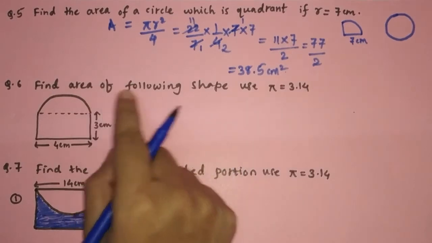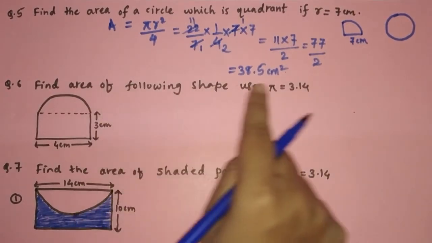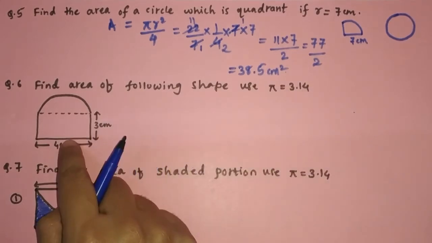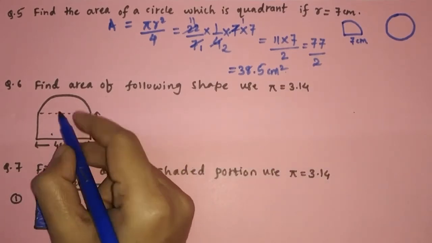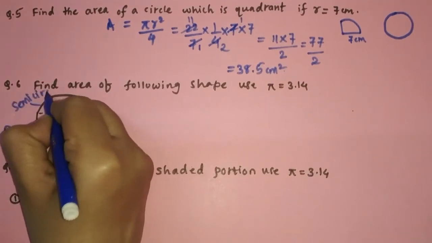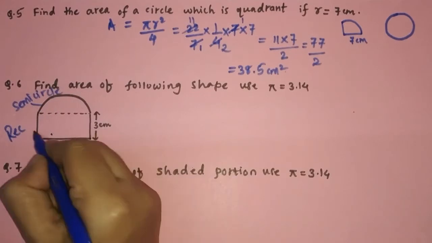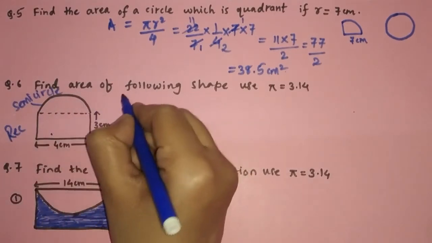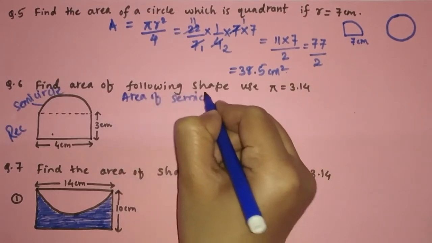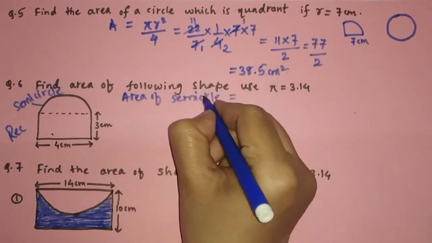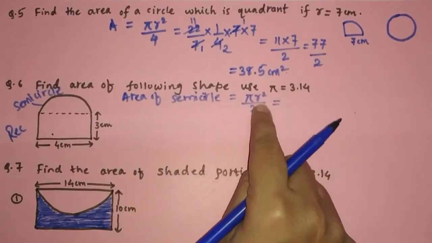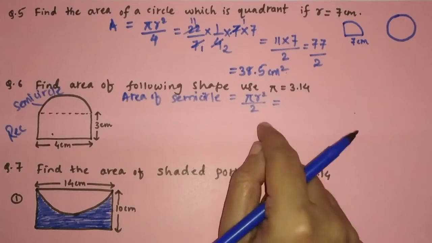Now the next question is, find the area of the following shape. Use pi is equal to 3.14. So if you see, here is one rectangle and one semicircle. This is a rectangle and this is a semicircle. Semicircle is nothing but half of the circle. So we'll first find out the area of the semicircle, which is equal to pi r square divided by 2. Divided by 2 because it is not a full circle, it is half.